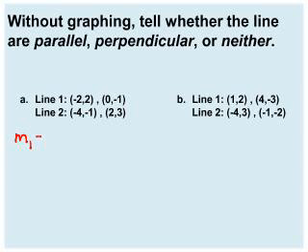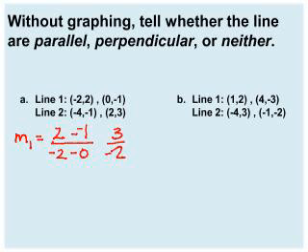So slope 1 would be y2 minus y1 divided by x2 minus x1. So I'm going to get 3 over -2. Now let's find the slope of line 2. So I have slope 2.